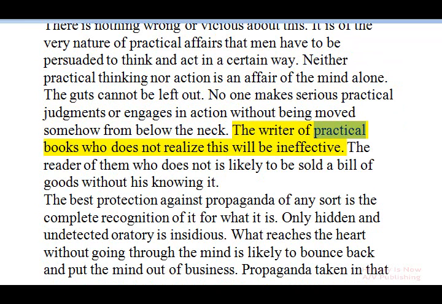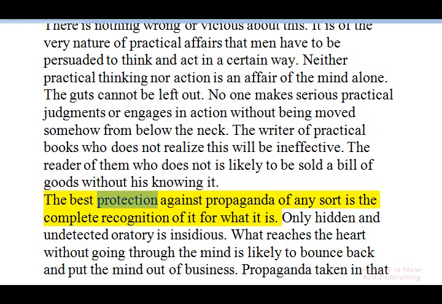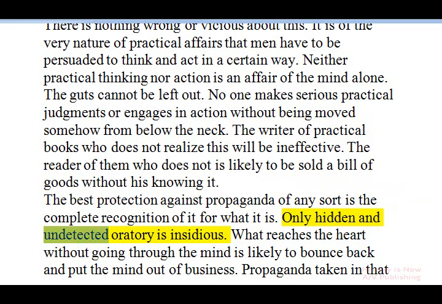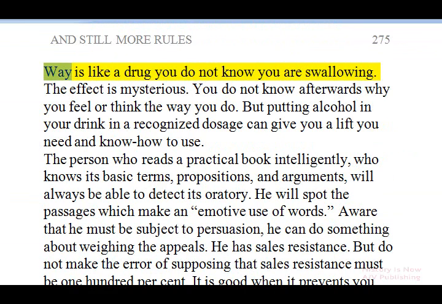The writer of practical books who does not realize this will be ineffective. The reader of them who does not is likely to be sold a bill of goods without his knowing it. The best protection against propaganda of any sort is the complete recognition of it for what it is. Only hidden and undetected oratory is insidious. What reaches the heart without going through the mind is likely to bounce back and put the mind out of business. Propaganda taken in that way is like a drug you do not know you are swallowing.